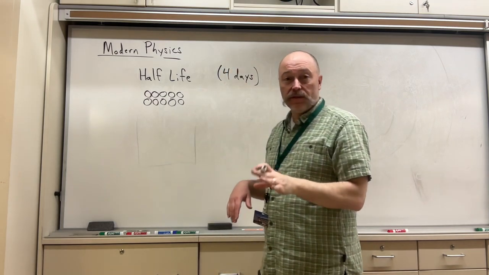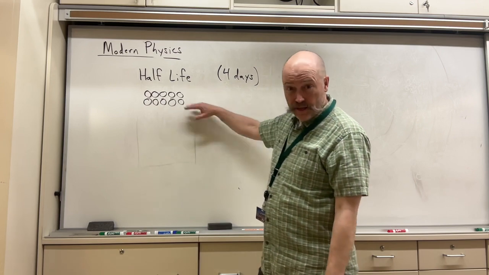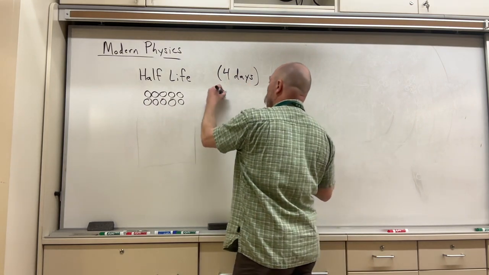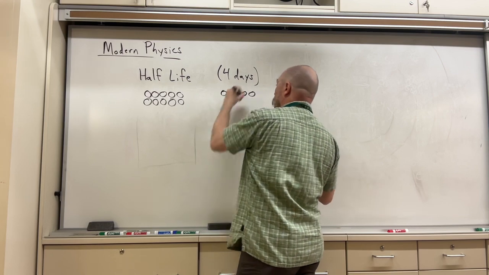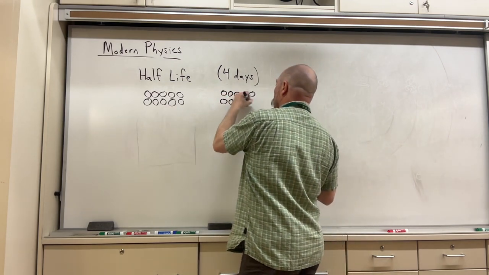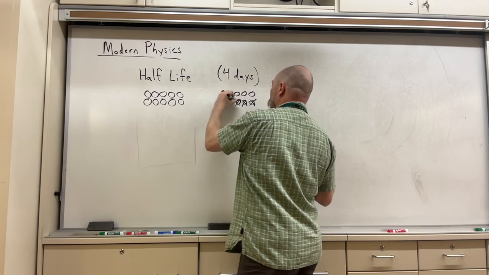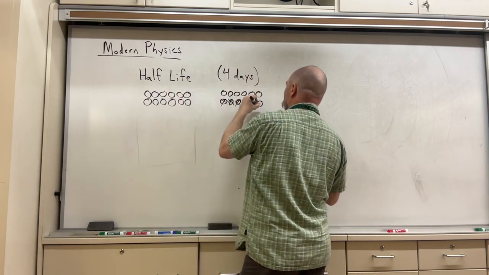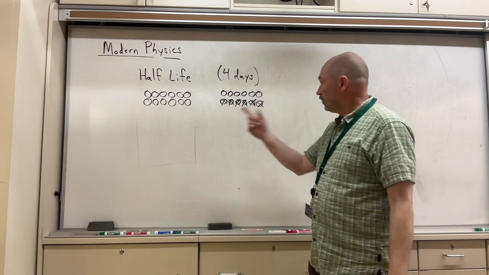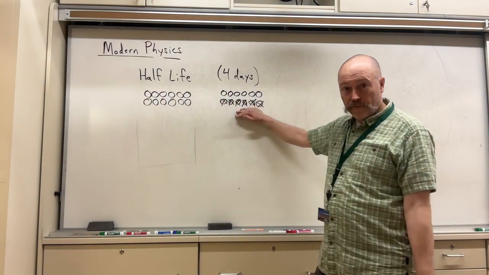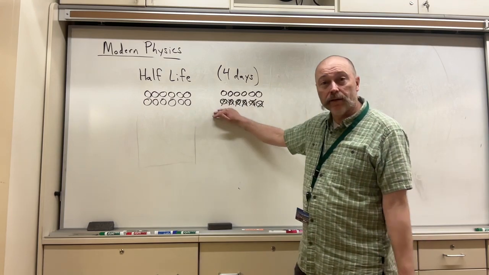What that means is if I start with 10 nuclei, after 4 days, 5 of these, actually I'm going to make it 12 so I'm going to have even numbers. So if I start with 12, then 6 of these after 4 days will have decayed. Okay?